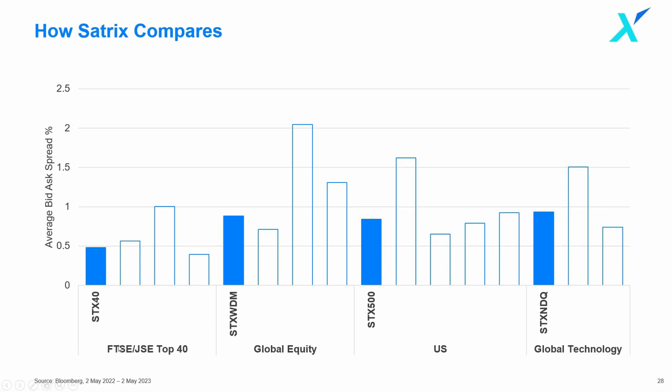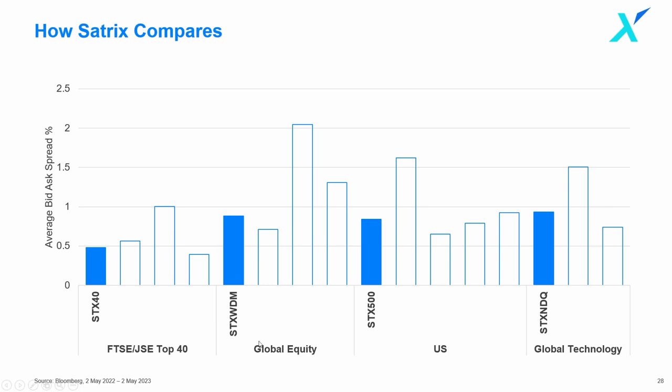So if we're talking about ETFs that track the Top 40 index, you can see the STX 40 is not the lowest spreads, but it's certainly not very far away from the lowest. It's quite competitive with the ETF that has the lowest spreads. And this is looking at all of the trades from Bloomberg over the last year, up to the beginning of May. So it's literally hot off the press.